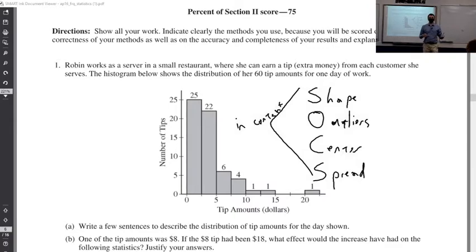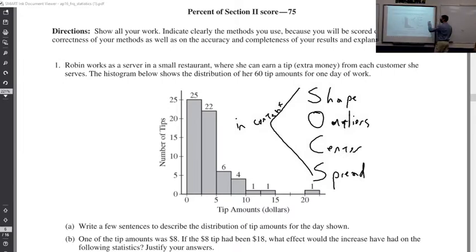And literally, the points that they give you for part A are the 5 criteria. Did you mention shape? Did you mention outlier? Did you mention center? Did you talk about spread? Did you do it in the context of the problem? Look for those 5 things. If you did all 5 of those things, they gave you full credit. If you did 3 or 4 of them, they gave partial credit. Otherwise, they gave you no credit.